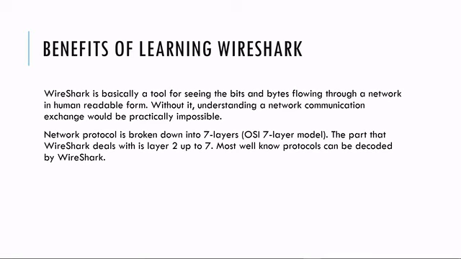Those 7 layers are broken down in the OSI 7-layer model. The part Wireshark deals with are layers 2 through 7. So truly, most well-known protocols can be decoded with Wireshark.